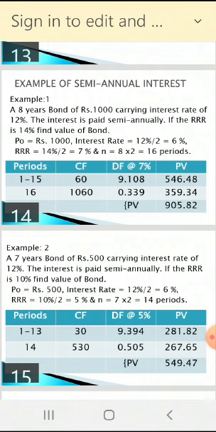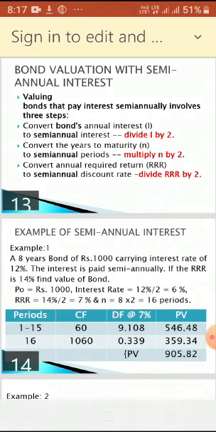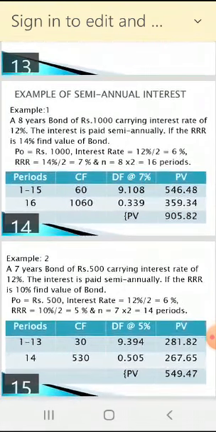Why is it 905.82? Because we know the theorems. In the theorems, we know very well that when the required rate of return is higher than the coupon rate of interest, at that time you will find the value of the bond is below par. Below par means below 1000. It is 905.82. So let's take one more example.